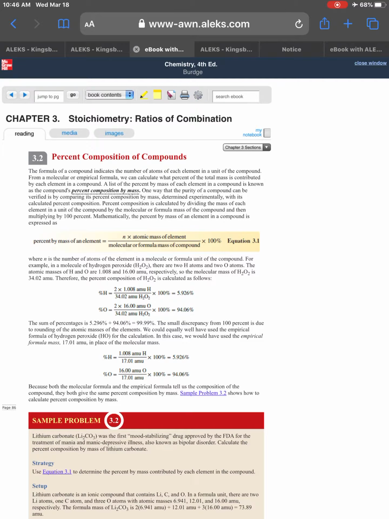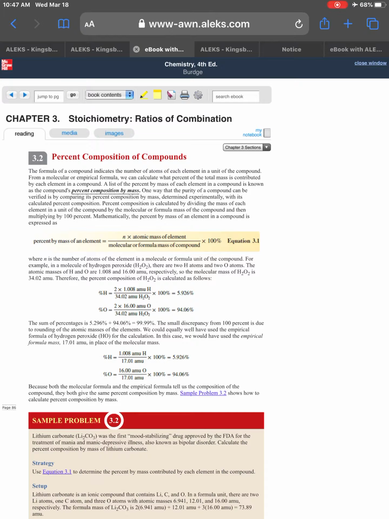So if you recall, back in the previous section, 3.1, we looked at how to calculate the molecular mass of a compound or the formula mass of a compound. So we're going to use that here in the denominator of this ratio. And then in the numerator, we're going to take the number of atoms of the element we're interested in. So let's say, for example, we're interested in hydrogen. If there's 2 hydrogen atoms in the formula, we would write N is equal to 2. Then we would multiply that by the atomic mass of hydrogen, divide that by the molecular mass, and then multiply by 100%. So let's take a look at an example here.